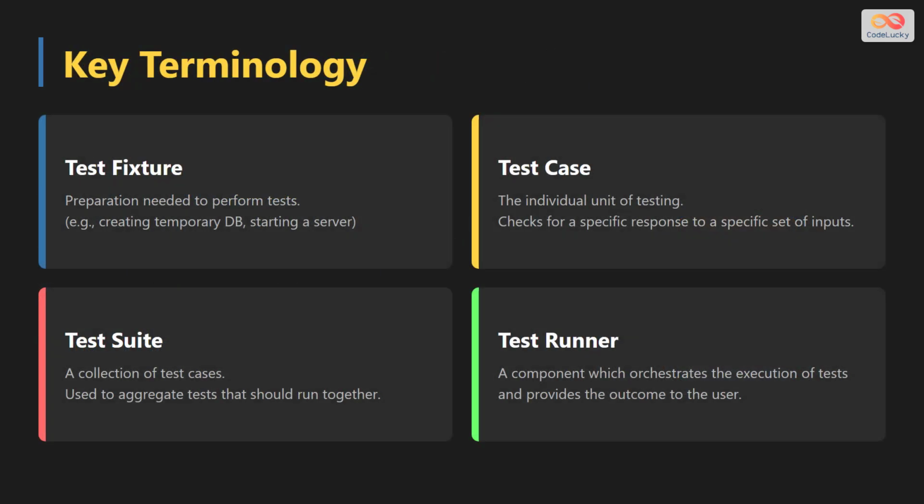Before we code, let us learn 4 key terms. A test fixture is the setup you need, like creating a temporary database. A test case is the actual test itself. A test suite is a collection of test cases. And a test runner is the program that executes them and tells you if they passed or failed.